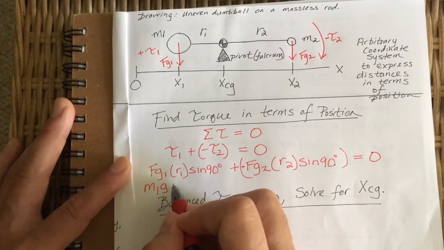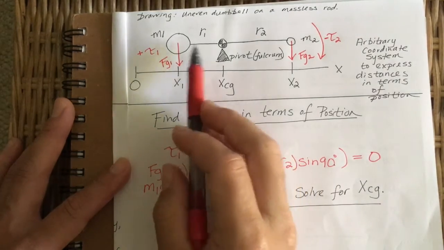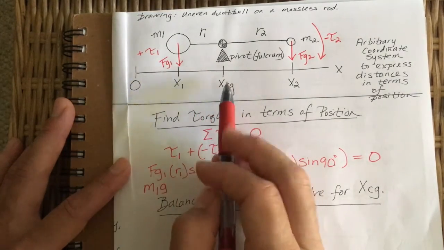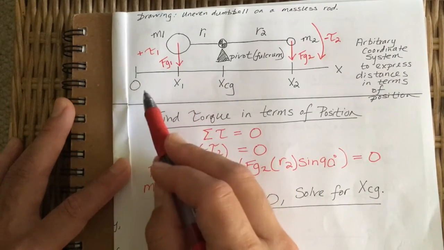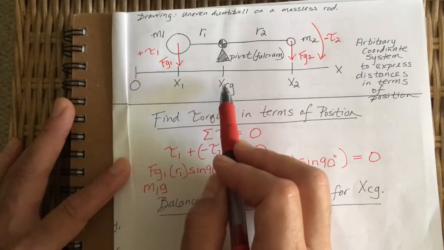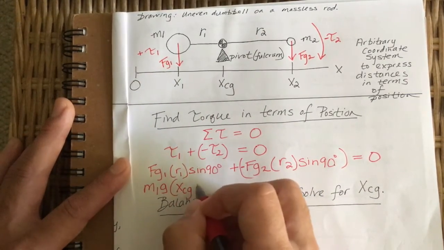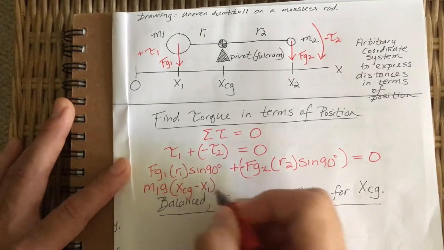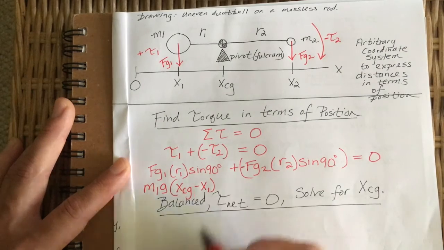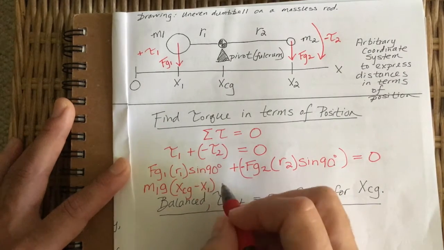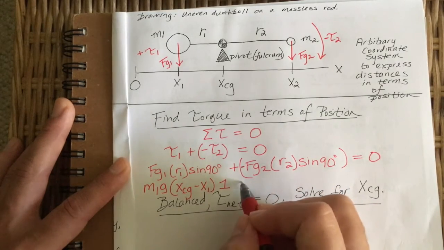R1 is really, what is R1? Let's go up here and look. Some distance between x1 and xcg. So xcg is further away from 0 than x1 is from 0. So we could say R1 is equal to xcg minus x1, right? I want to know the distance between those 2 points. So take the further point minus the shorter point. Sine 90 is just 1, right? I don't even need to write that there, but I did.